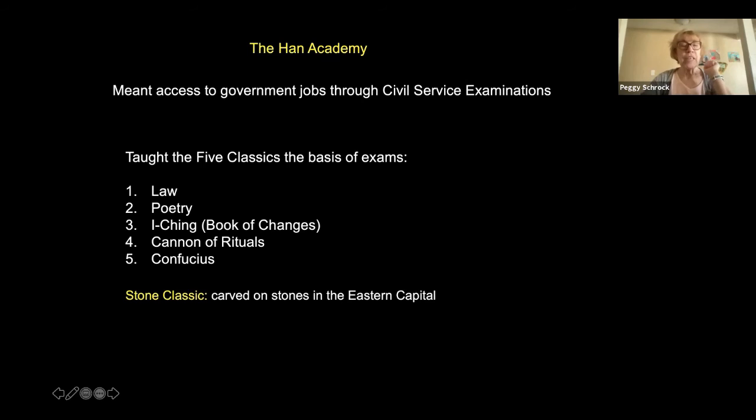So anyway, these are the things you had to know. The canon of rituals, which is also Confucian, is of course important. But the I Ching, I think, is the interesting one. I know that many of you know what the I Ching is and have probably played around with it, because if you're anywhere near my age, you know what the I Ching is, right? Who knows what the I Ching is?